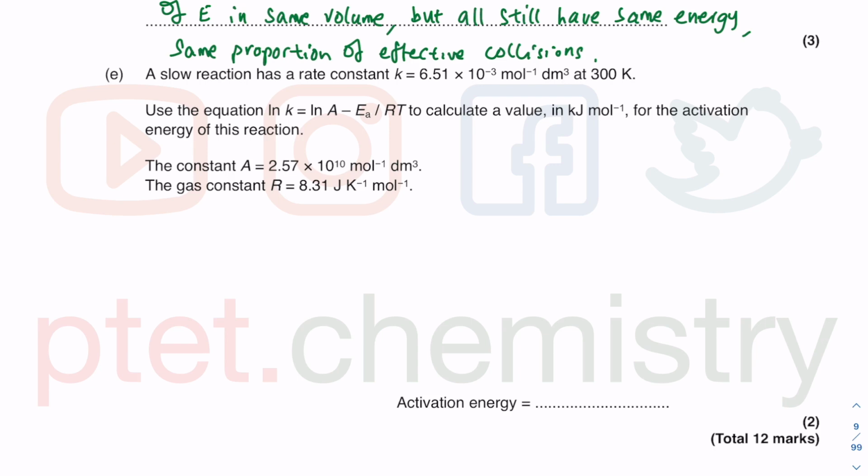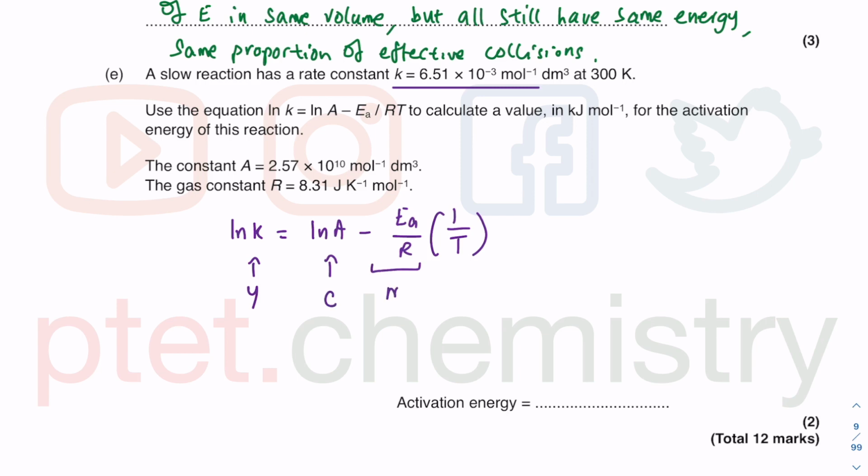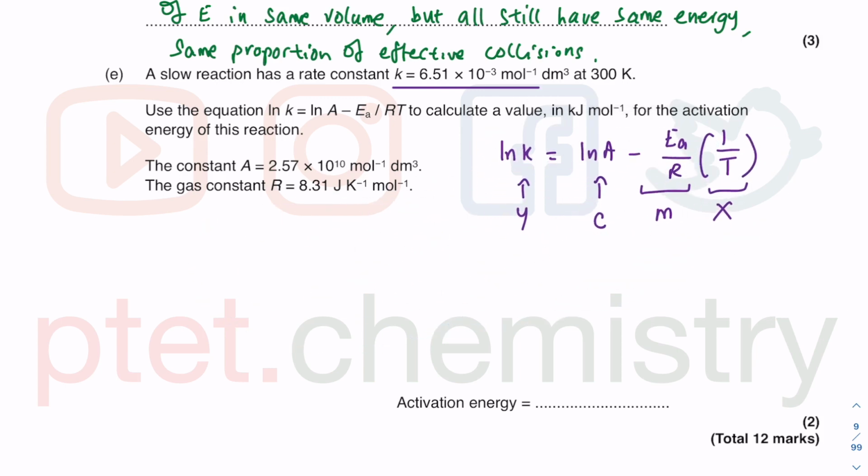The last part of this really long question, this slow reaction has this rate constant. Use this equation. When you see this equation, hopefully you can see the relationship for a straight line graph. So that is your y, that is your y-intercept. This is your gradient, and 1 over T is your x-axis. So if you plot ln k against 1 over T, where T has to be in Kelvin, then your gradient is minus Ea over R.